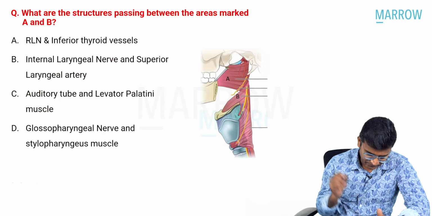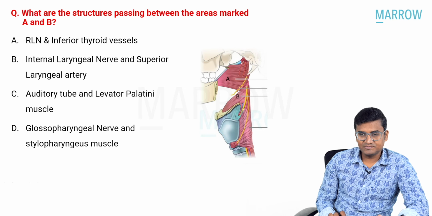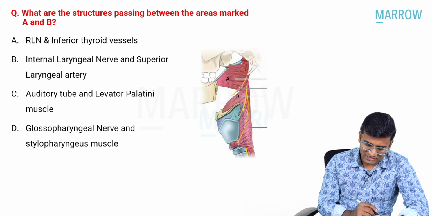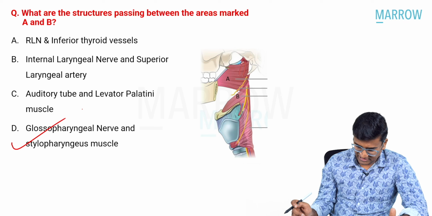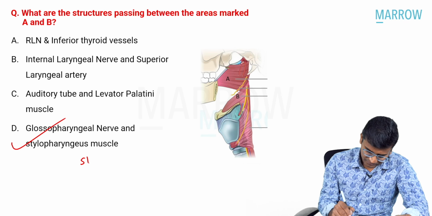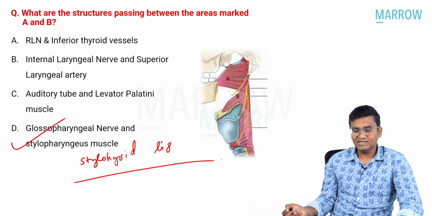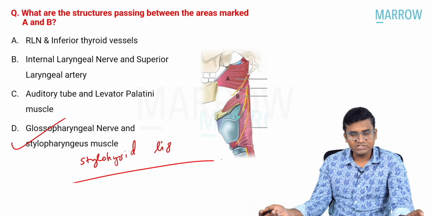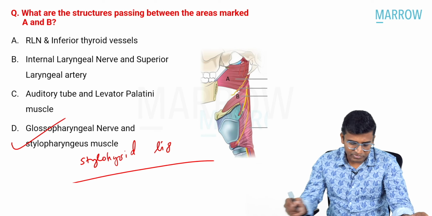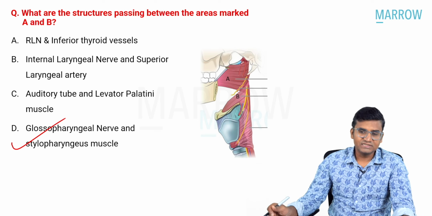Okay. So now the structures passing between superior and middle constrictor. What is it? Glossopharyngeal nerve, stylopharyngeus muscle. These are structures present between A and B. And one more ligament is present. They are not given. So please remember, stylohyoid ligament also passes between A and B. So the answer for this question is D.